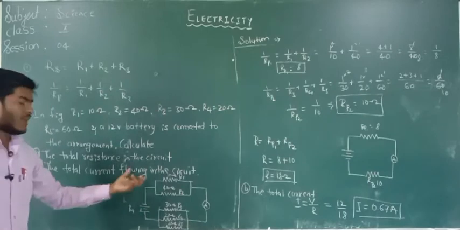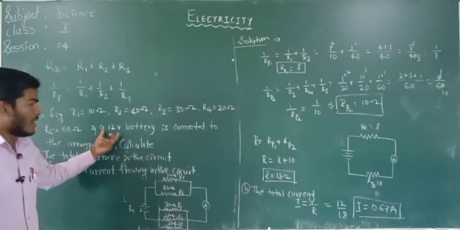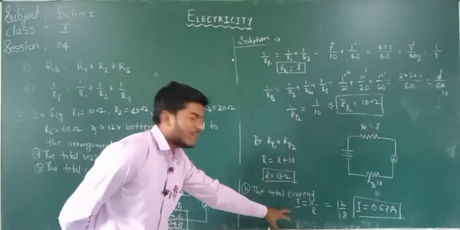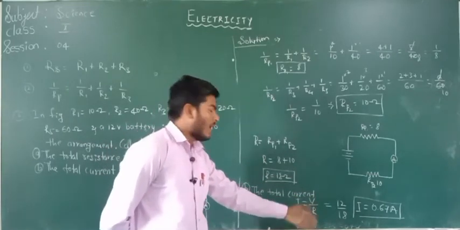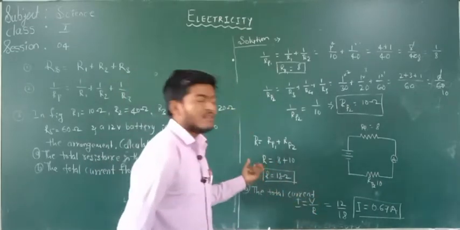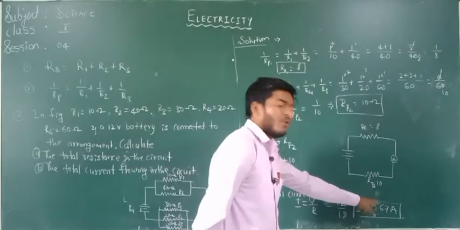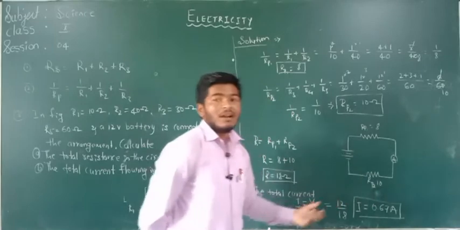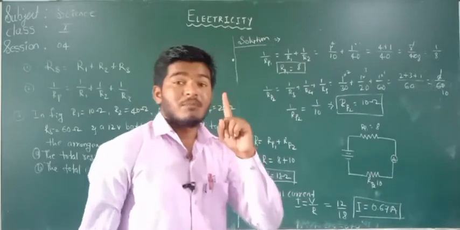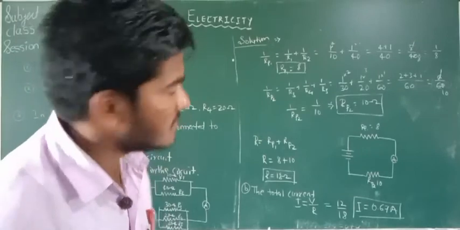By calculating the total resistance of the circuit, and since they give the potential difference of the battery, we can easily calculate the total current flowing through the circuit, by using the formula I is equal to V divided by R. Here V is the total potential difference of the battery, that is 12 volts, and R is the total resistance of the circuit, that is 18 ohm. We get the total current flowing through the circuit is 0.67 ampere. You should write the SI unit. If you miss the SI unit, you will lose 1 mark in your examination. Be careful. Now I am considering another example on this basis.